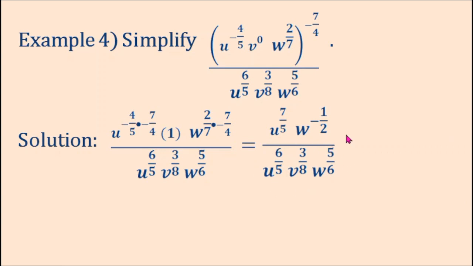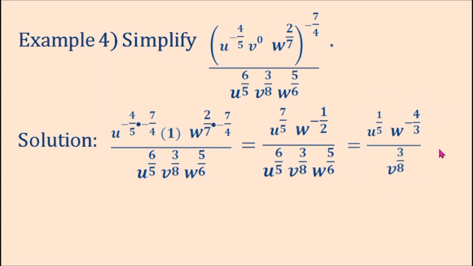Now, to divide powers having the same base, we subtract the exponents. Now we have u on the numerator and on the denominator. That means we subtract the exponent, 7 over 5 minus 6 over 5, and that gives us 1 over 5. Then for w, we have negative 1/2 minus 5 over 6, and that gives us negative 4 over 3. And then we will just copy down this v to the power of 3 over 8.